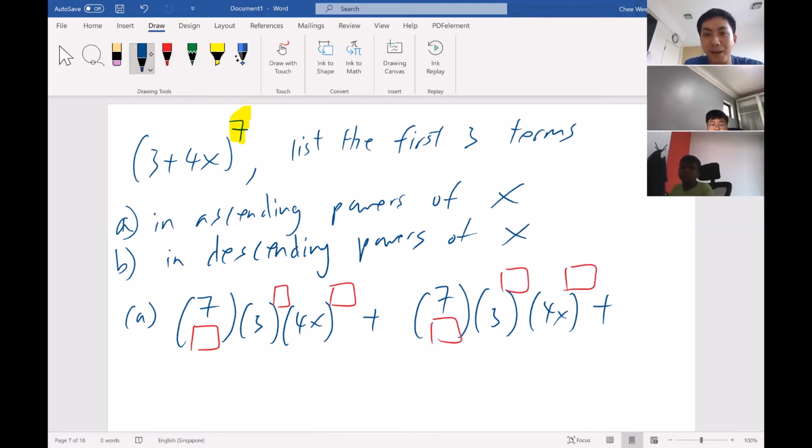Okay, Yanis, if you look at part A, the question wants ascending powers of x, should you give maximum power to 4x or 3 first?